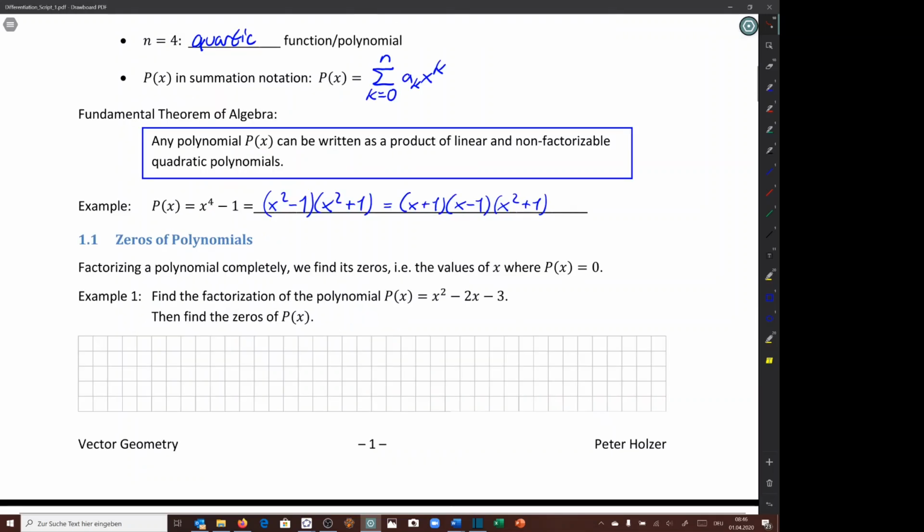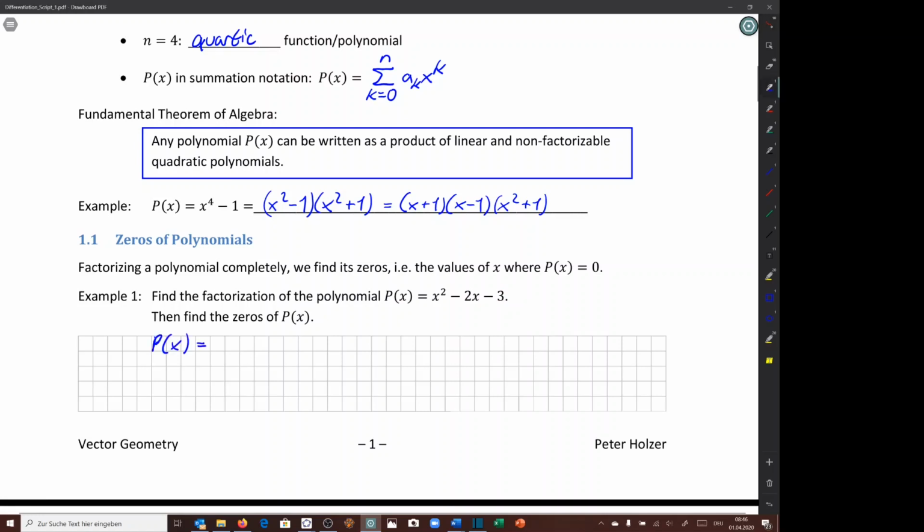When factorizing a polynomial completely, we find its zeros. This means the values of x where p of x is 0. Let's look at an example. Let's find the zeros of this polynomial function x squared minus 2x minus 3. But first, let's factorize it.